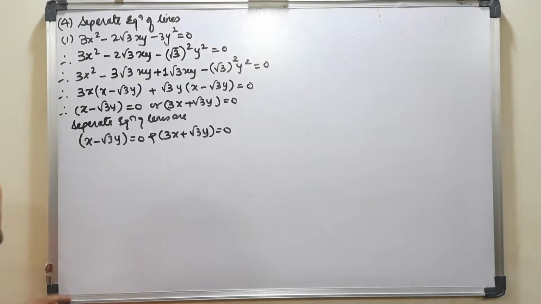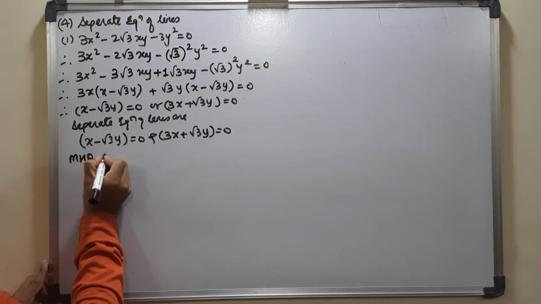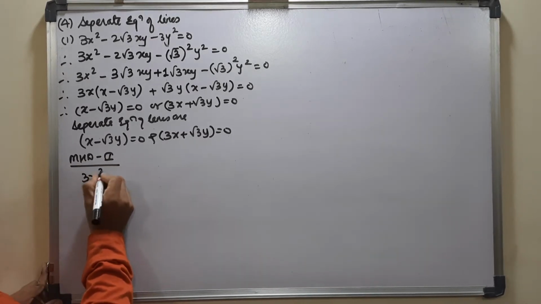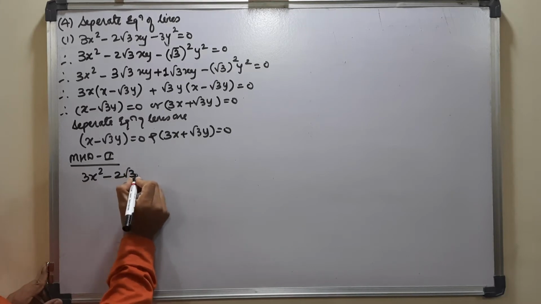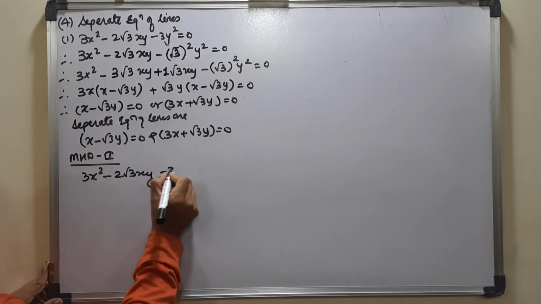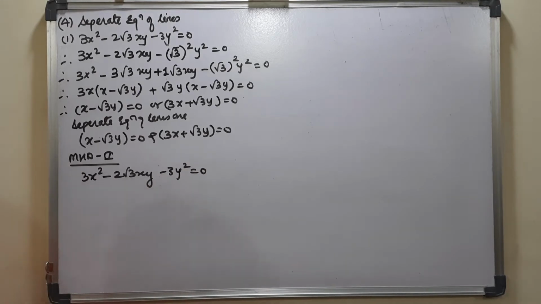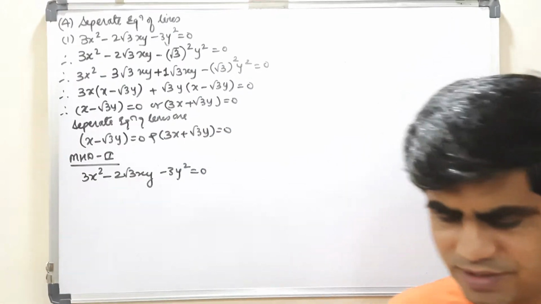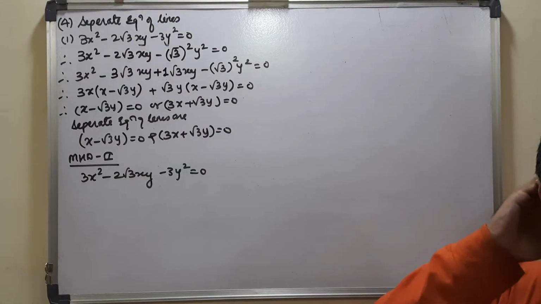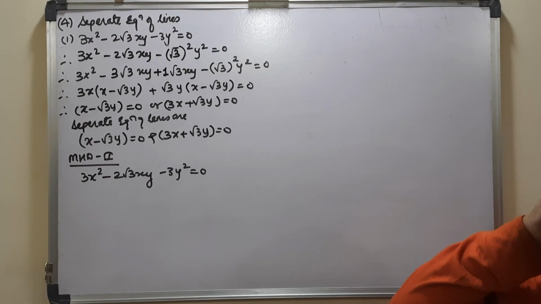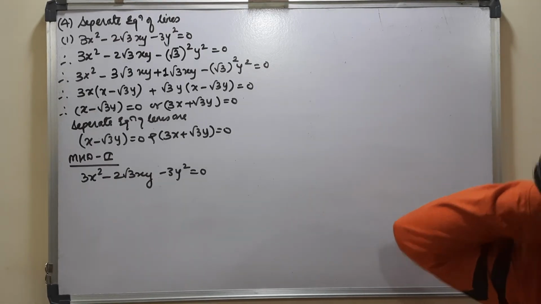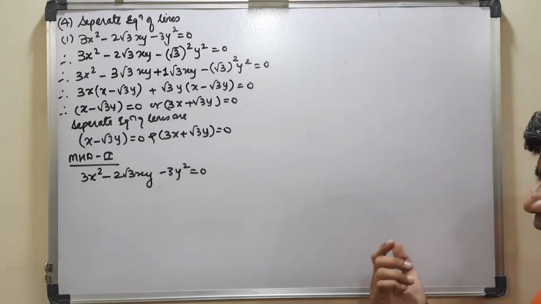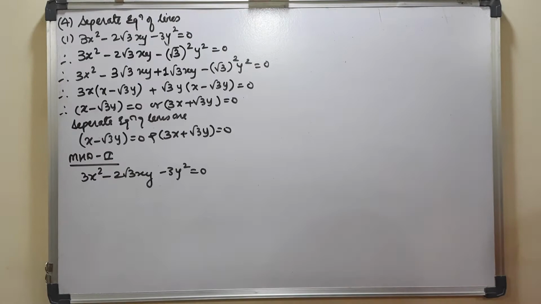So I will show you another method, let me call it method 2. It is 3x square minus 2 root 3 xy minus 3y square is equal to 0. Now the very first thing that you are going to do is you divide this complete equation by x square or by y square, whichever you want to divide by, do it freely, no problem.